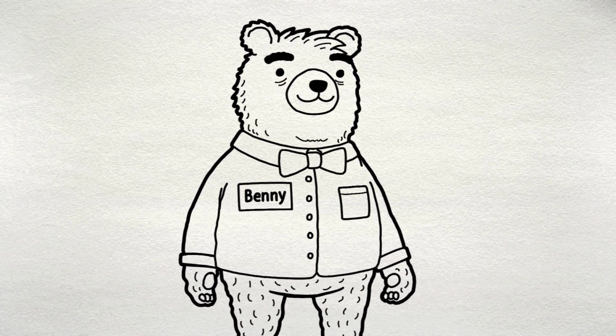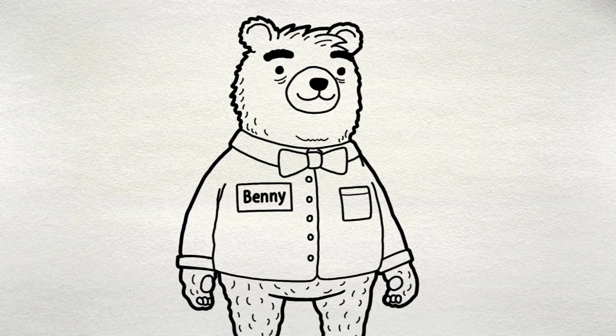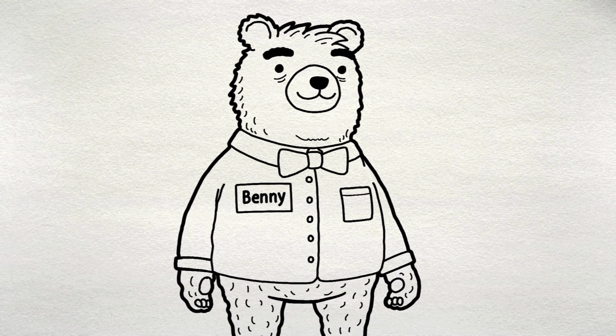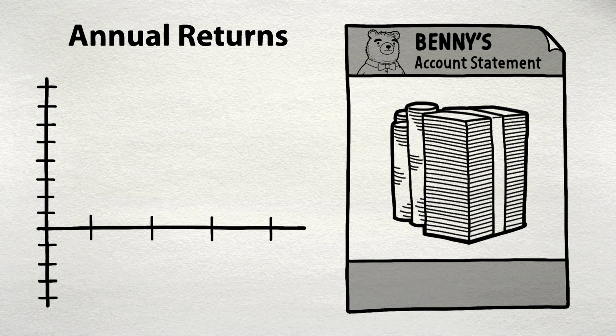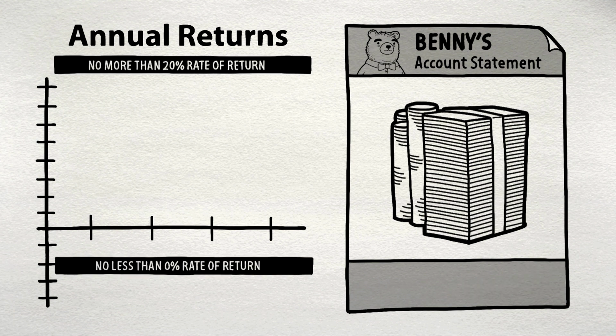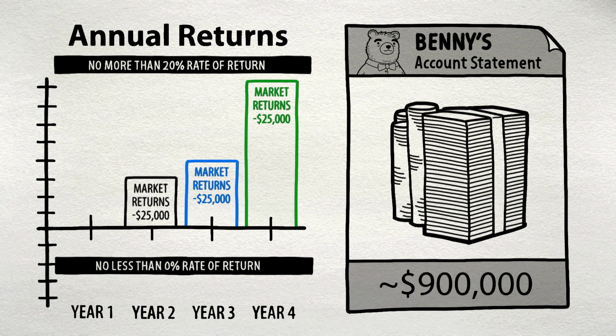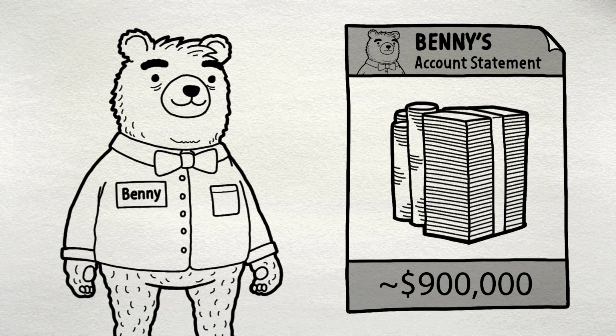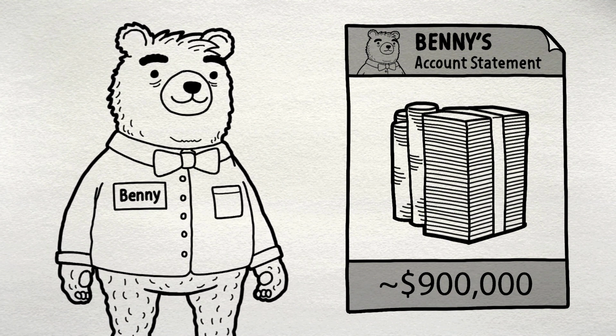Are you wondering what would have happened if Benny's sequence of returns had matched Barry's with a negative first year? Well, if we keep the same limits of a rate of return no higher than 20% and no lower than 0%, Benny would still have had almost $900,000 in his portfolio, even after experiencing negative losses at the beginning of his retirement, and he would still be on the path to continuous picnic funds.